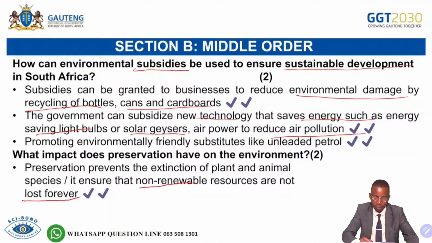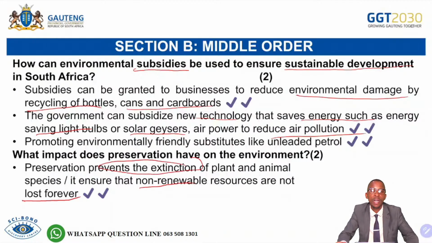If we preserve, they will be protected from extinction. We are talking about flora and fauna, we're talking about species. Those plants and animals, living and non-living things, will be protected from extinction, especially if they are endangered. If we talk about endangered resources, we mean those resources that are in danger of extinction. They can be depleted if they are abused or overused or overexploited.